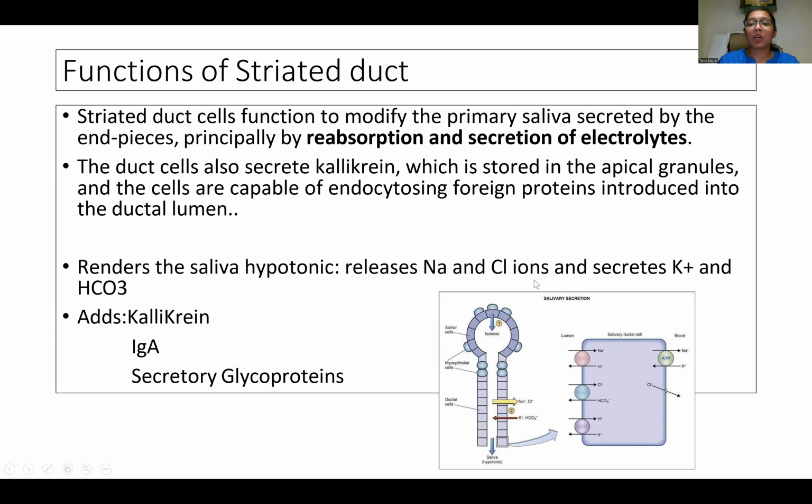This reabsorption takes place against the concentration gradient. This creates more pressure, needs more energy, and a hypotonic kind of saliva is released. The saliva that was released from the acinus was isotonic in nature, and the saliva that is released from the striated duct is hypotonic in nature.